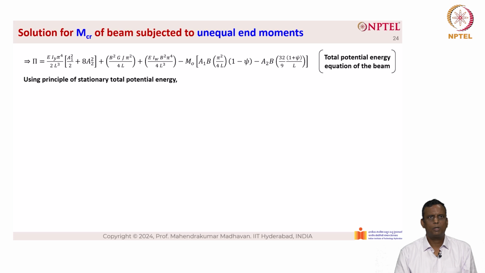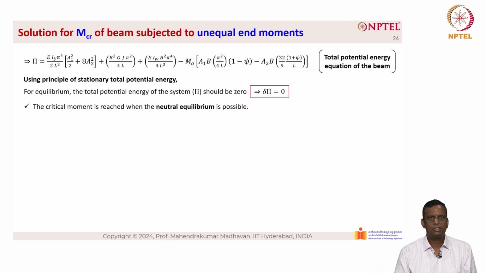Now using the principle of stationary total potential energy, for equilibrium, the variation of the total potential energy of the system pi should be equal to 0, which means that del pi should be equal to 0. So the critical moment is reached when neutral equilibrium is possible. The requirement for neutral equilibrium is that the partial derivatives of pi with respect to a1, a2 and b should vanish.